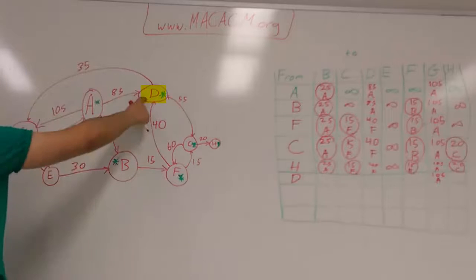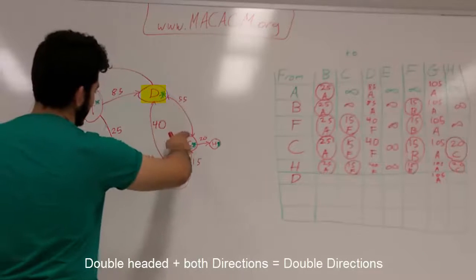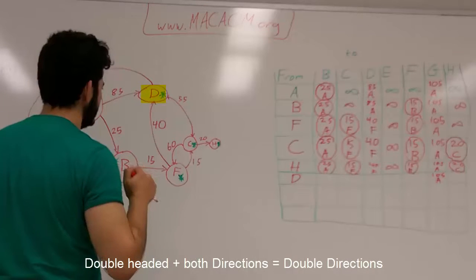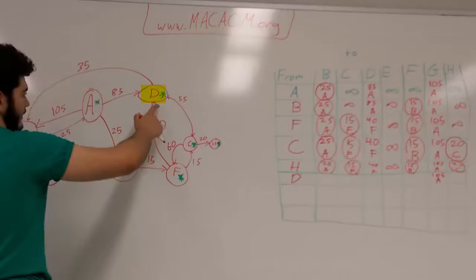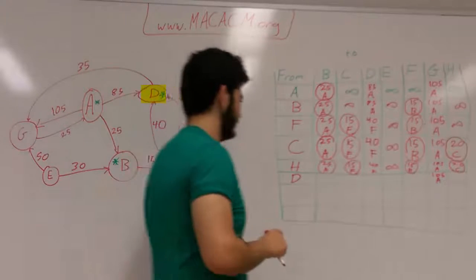And we can visit C, because this is double, it goes in both directions for some reason. And we can get from D to C with 55.